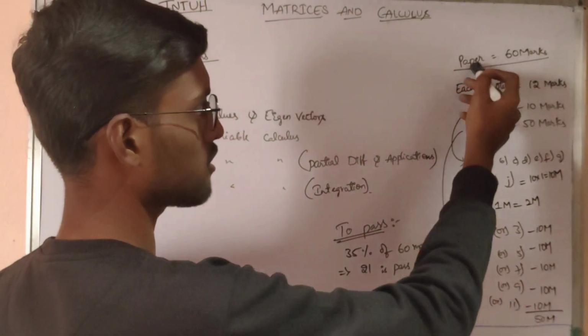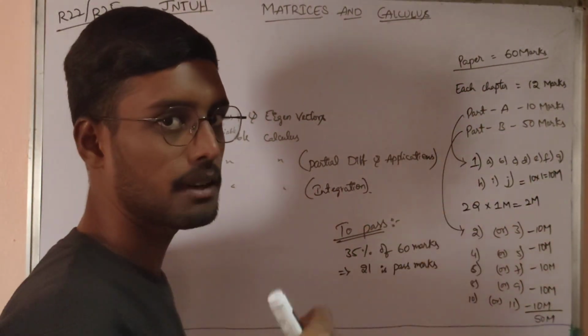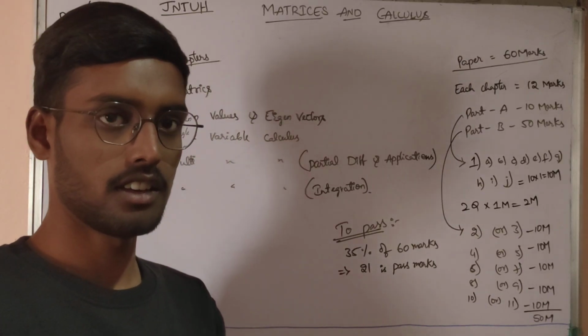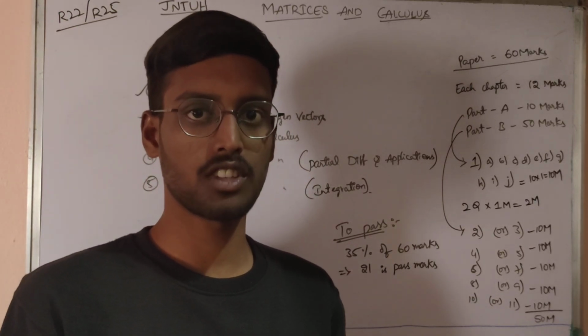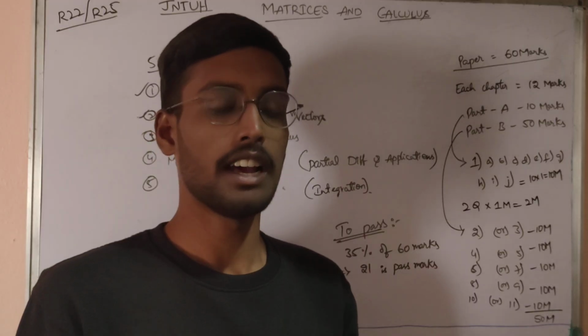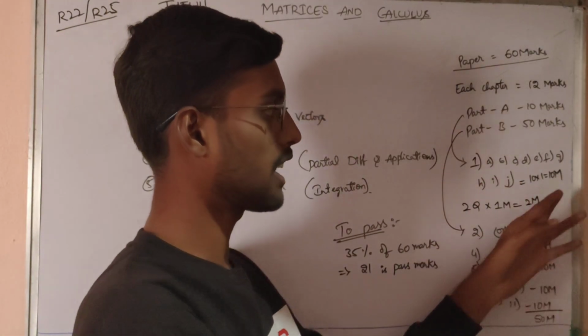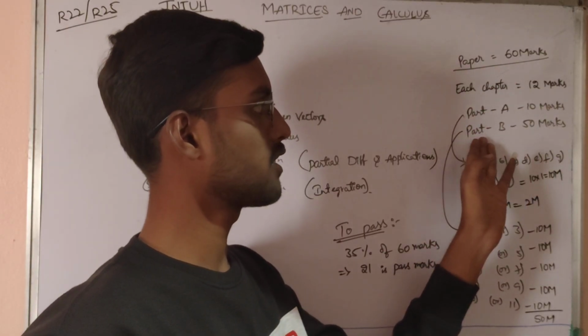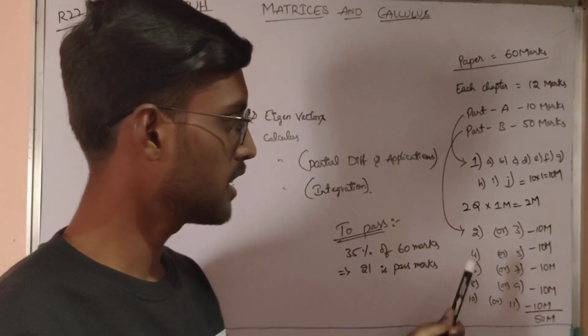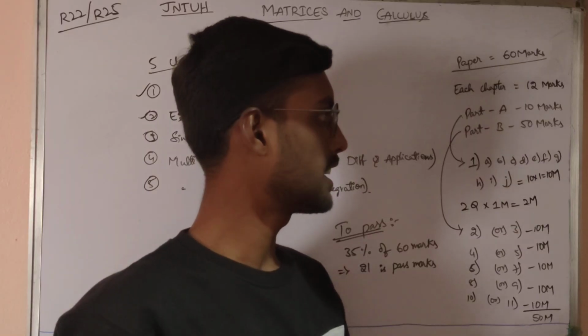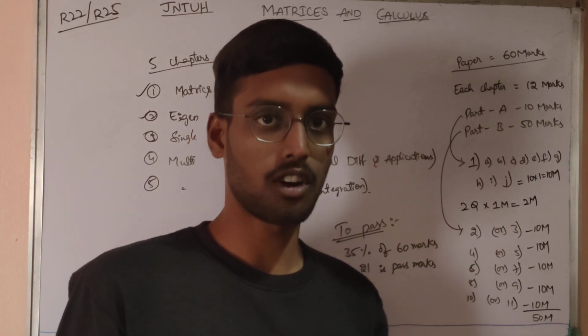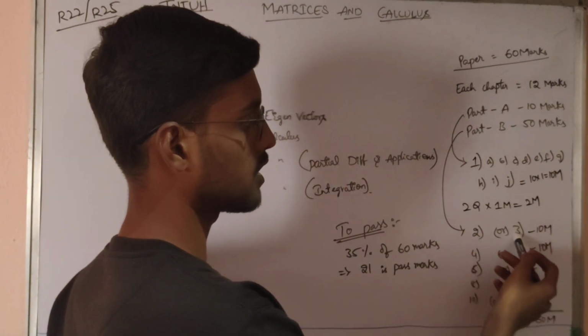The question paper consists of 2 parts, part A and part B, where part A is short answer questions, which carry 1 mark for each question, and we are going to get a total of 10 questions of 1 mark. So that is 10 marks from part A, and part B is 50 marks, where each question carries 10 marks. And in part B you are going to have a choice of second or third.